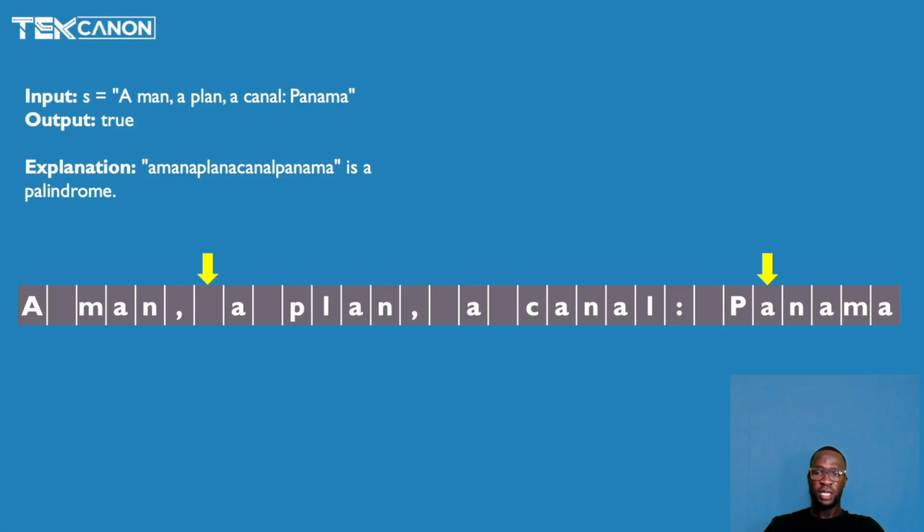Now we have a space and A. Space is not being considered, so we shift the left again. Now we have A and A finally. So they both match. We shift both pointers inward. Now we have space and P. P is alphanumeric, so it's valid. Space is invalid, so we shift the left pointer in.